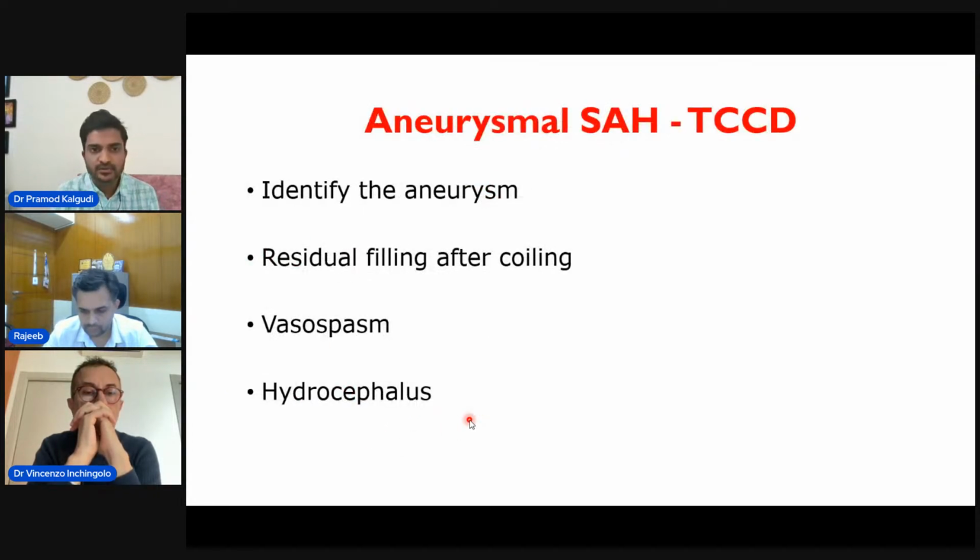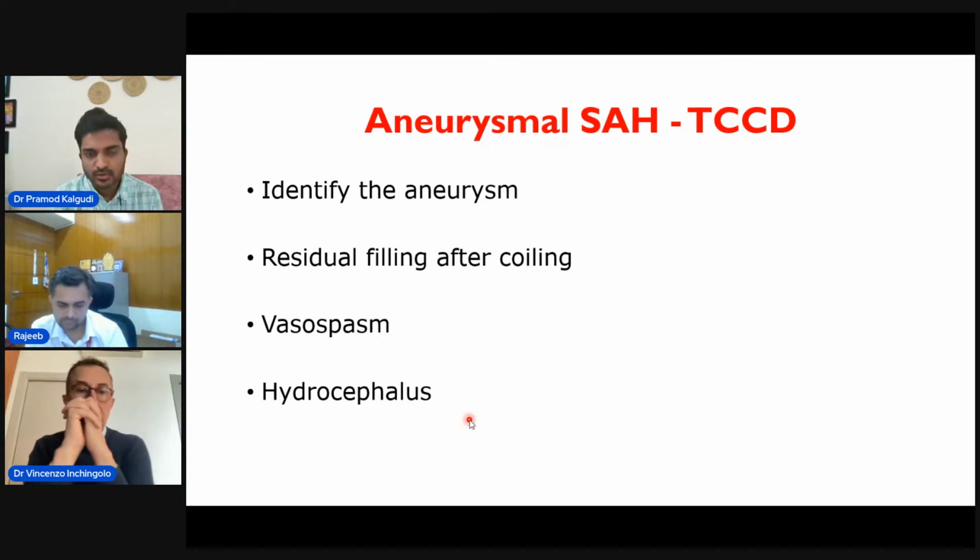With that, we would go into aneurysmal SAH and how I use my TCCD in aneurysmal SAH patients in the ICU. So most of the time, it's not a diagnostic tool. It would just aid you in identifying structures and making certain decisions at the bedside, and also in detecting vasospasm and hydrocephalus.